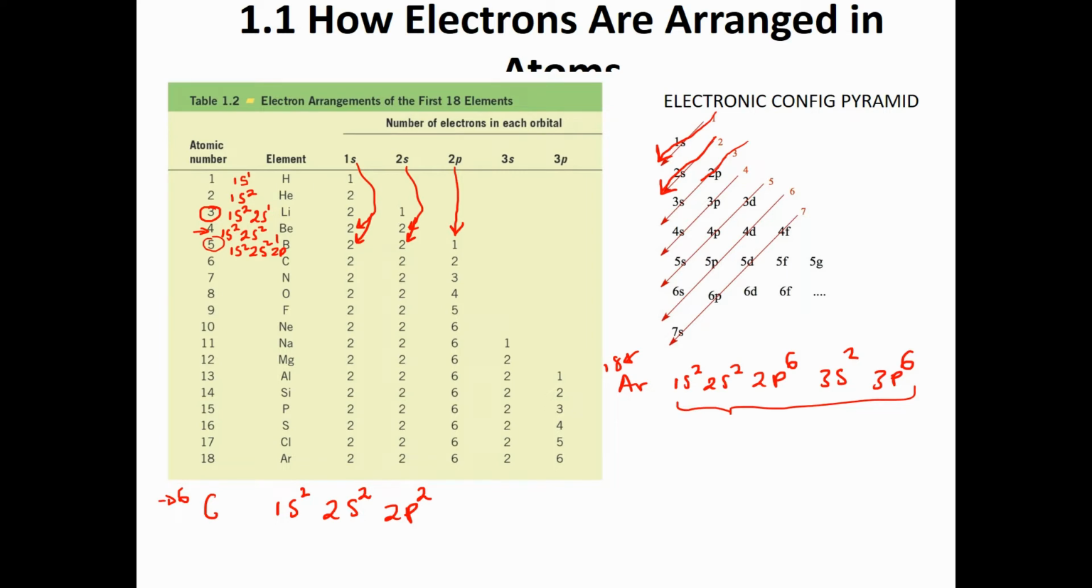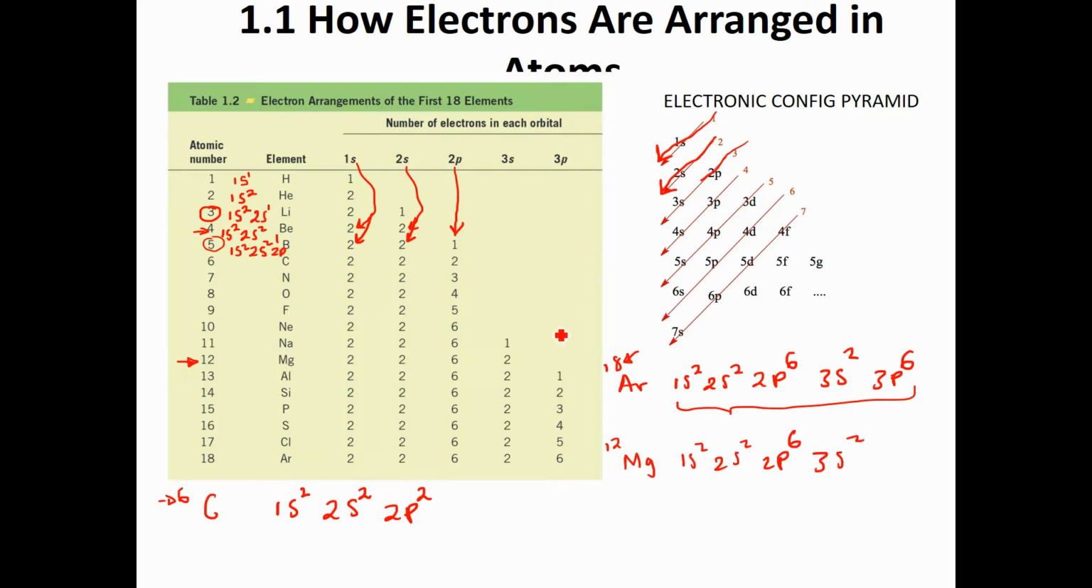Alright. Now one for magnesium. Magnesium has atomic number 12. So again, I'll go 1s2, 2s2, 2p6. I've used 10, and then 3s2.